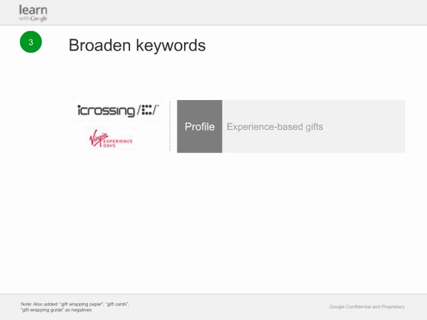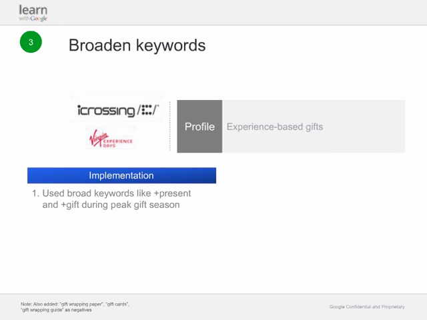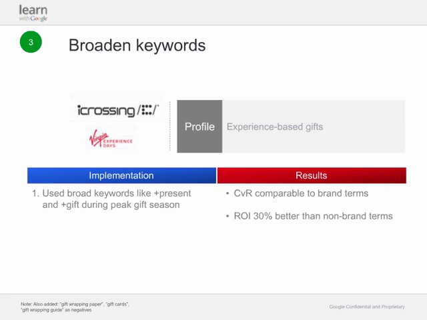And finally, iCrossing. In terms of broadening keywords, we all know that there's a bunch of evergreen keywords and some seasonal keywords that are just extremely competitive in each vertical or category within AdWords. And Virgin wanted to advertise on keywords like present and gift ideas during the peak holiday season, which is obviously the most competitive time for them. It's something that they couldn't really afford historically, and so they used remarketing lists for search ads to target their bids on these keywords towards those folks that have been to their website before. And so by doing so, they were able to get a conversion rate on these super broad, super competitive keywords that was comparable to their brand terms, with an ROI that was 30% better than what they were getting out of their non-brand terms.